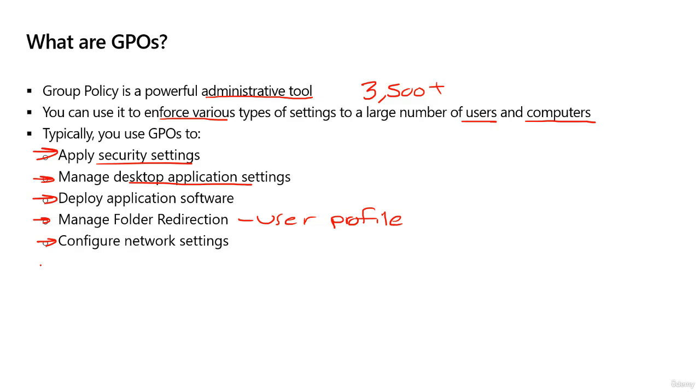Now, these are just some of the most common categories, but again, there are more than 3,500 settings by default that we have available in group policy. So it is a very far-reaching tool.